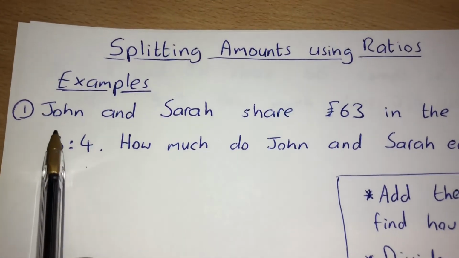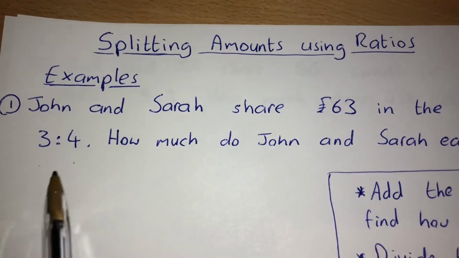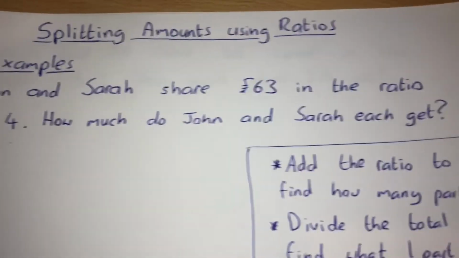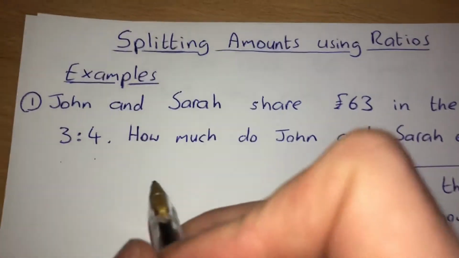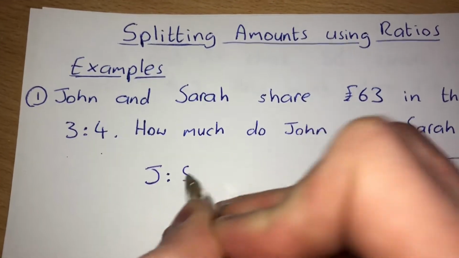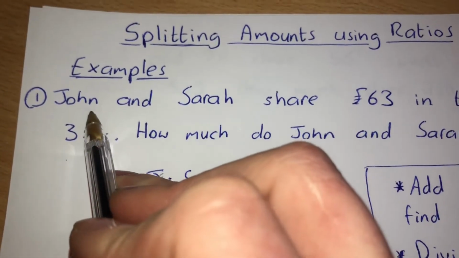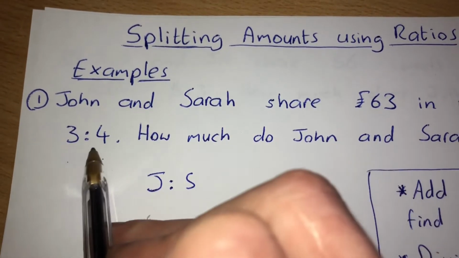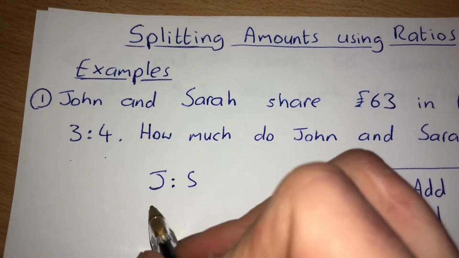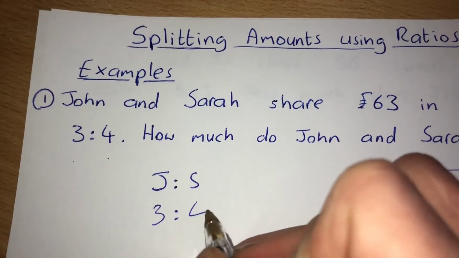In this example, John and Sarah share £63 in the ratio of 3 to 4. How much do John and Sarah each get? So that is what the question has asked us. Remember from the last lesson, the ratio of John to Sarah in terms of the money they share is important in the order of the question. John appears before Sarah, so that means 3 parts for John and 4 parts for Sarah. It's the same order that the ratio is given in. So John gets 3 parts and Sarah gets 4 parts.